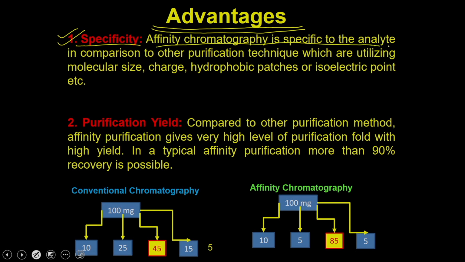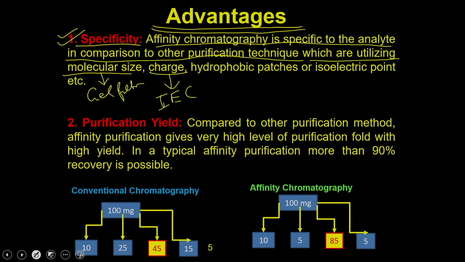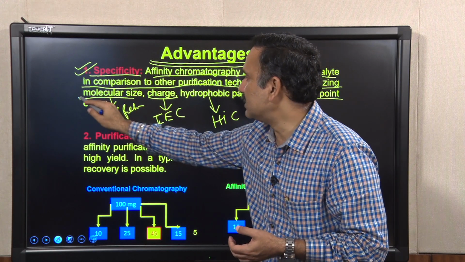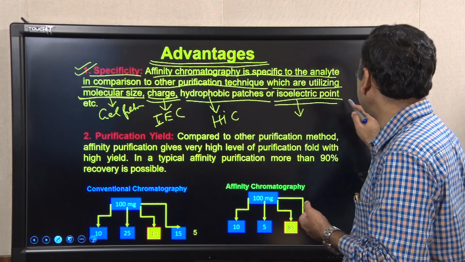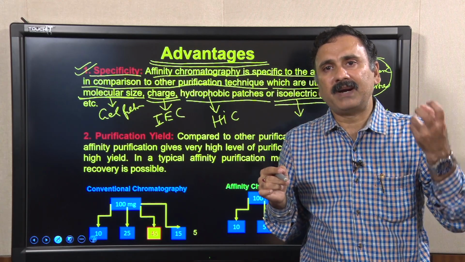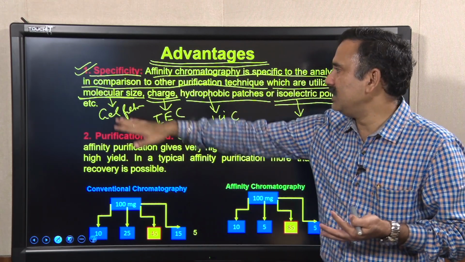Affinity chromatography is specific to the analyte, in comparison to the other purification techniques which utilize molecular size, charge, hydrophobic patches, or the isoelectric point. Molecular size is used in gel filtration chromatography, charge in ion exchange chromatography, and hydrophobic patches in HIC. But all these parameters are generic properties, which means many proteins might have them, so simply utilizing these properties is not going to give you the specificity to isolate a particular analyte from a crude mixture.